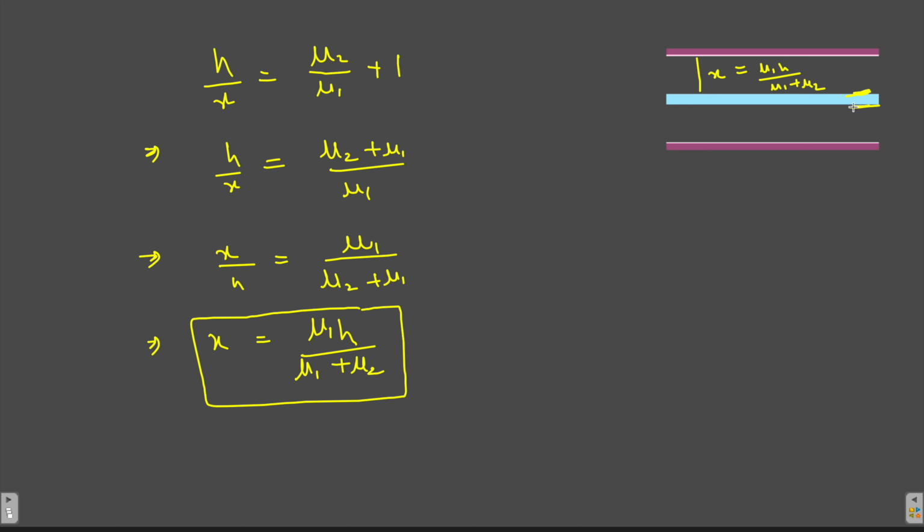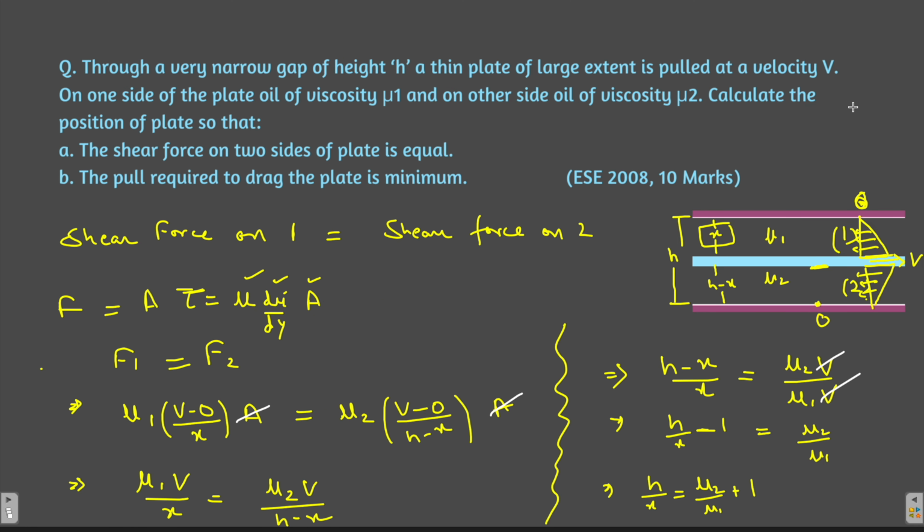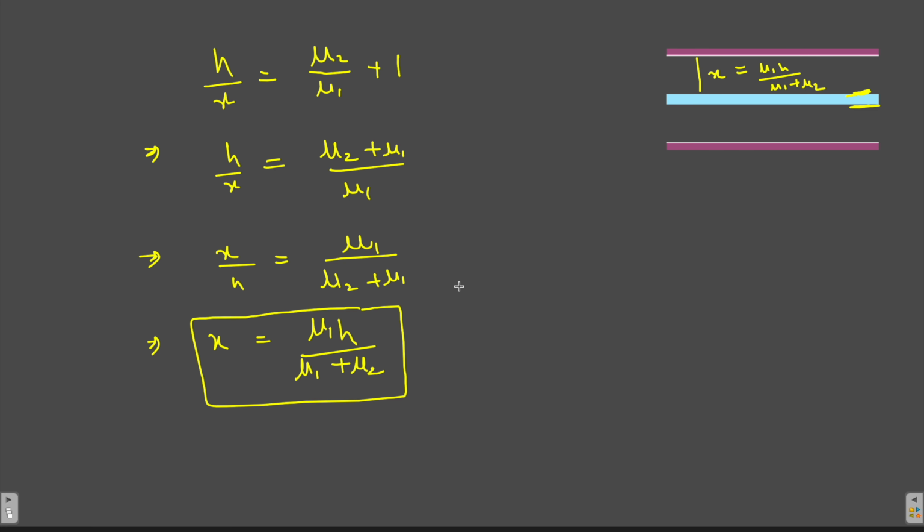Okay, let's move ahead with the part 2 of the question. Let's see what is the part 2 of the question. The part 2 of the question says that what is the position of the plate so that the pull required to drag the plate is minimum. So whatever the force is required to drag the plate is minimum. Okay, now let's see. The plate is moving with a constant velocity v.